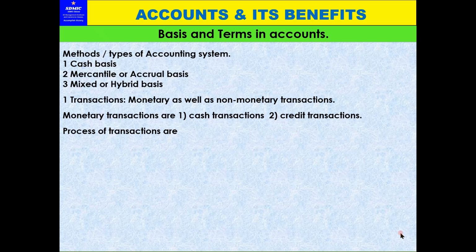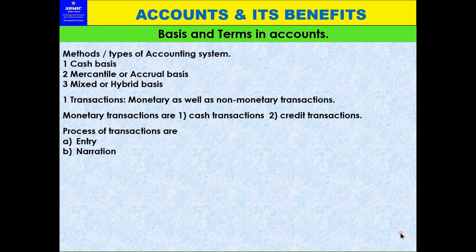Now the process of transactions starts with the entry. The entry will be made at the same time the transaction happens. Entry means making a record in the register. Narration is a brief description of the transaction, which is written in brackets just below the accounting entry.